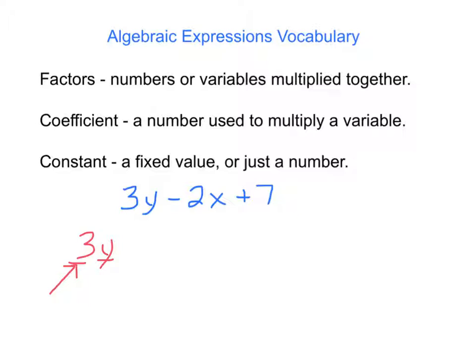A constant is just a fixed value or just a number. So sometimes you'll hear me use the word constant, and constant just means a number by itself. As I mentioned before, there is no reason to memorize these, but I did want to mention the words to you since you will be hearing me use these words throughout this module and the next one.